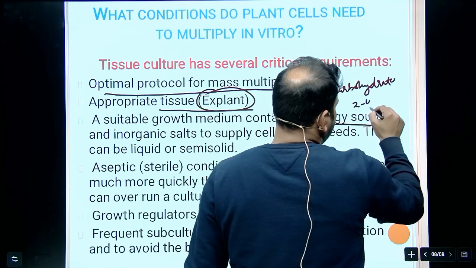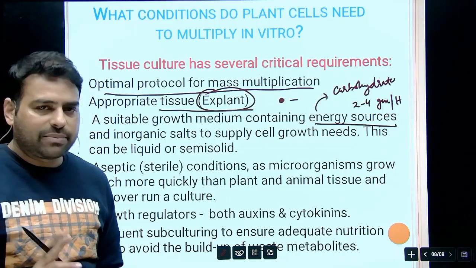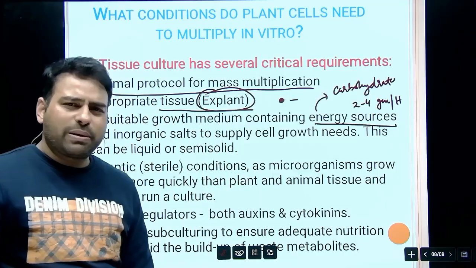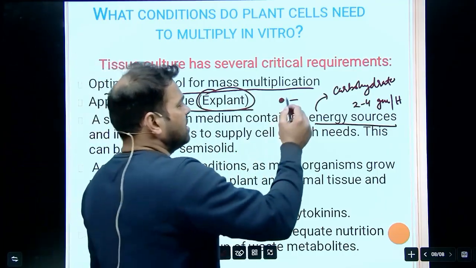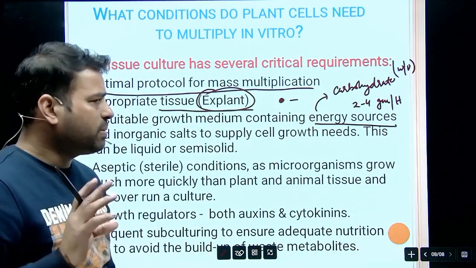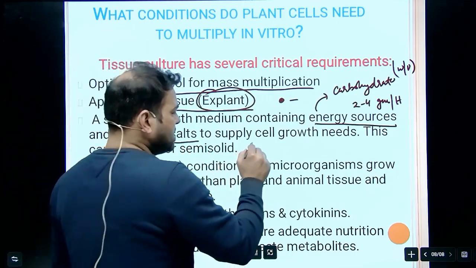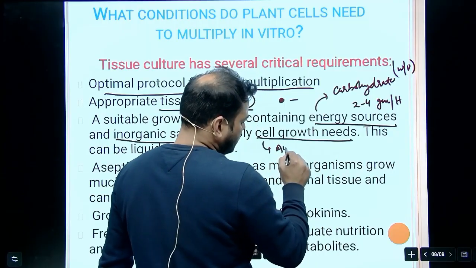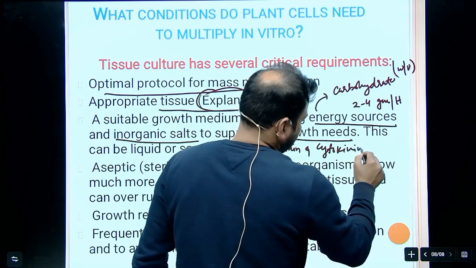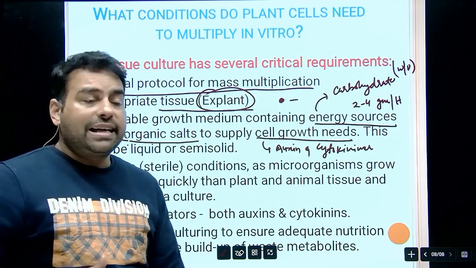So we are using carbohydrate in this concentration, 2 to 4 gram per liter. 2 to 4 gram per liter means 0.2 to 0.4 percent, if we are taking weight by volume. Then inorganic salts we have to add. Cell growth needs means auxins and cytokinins.